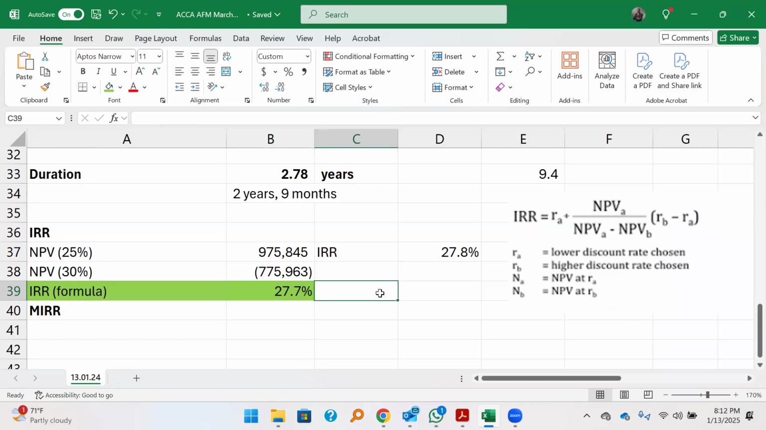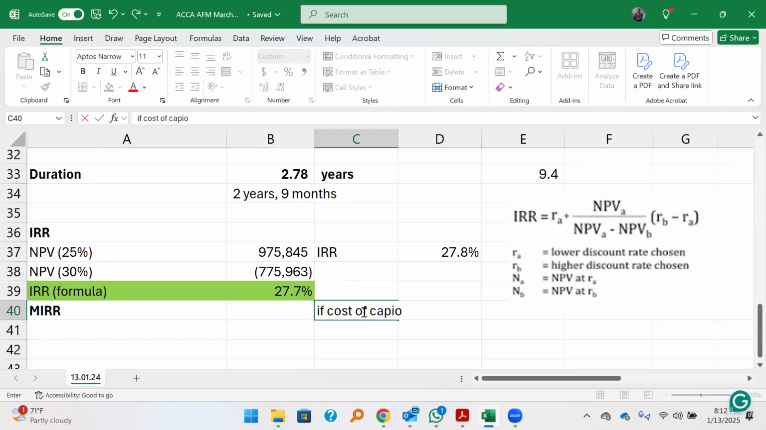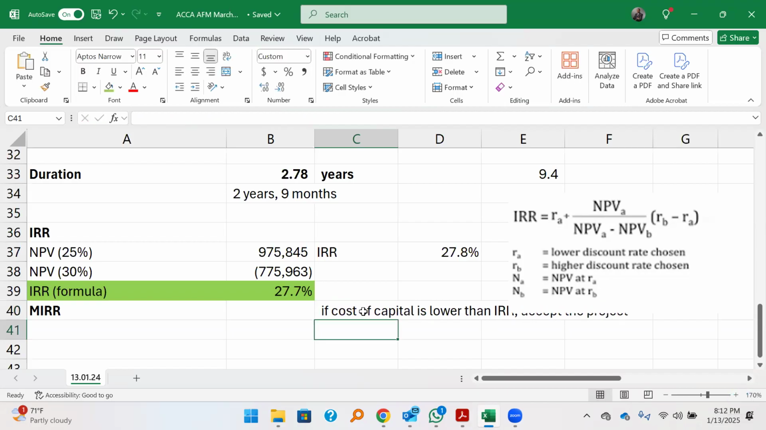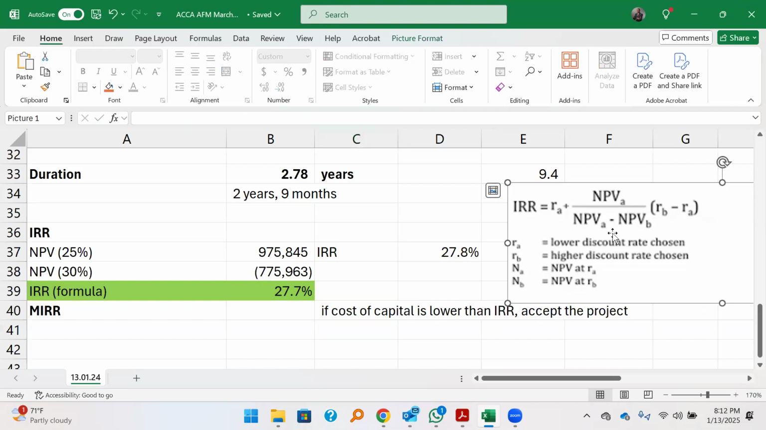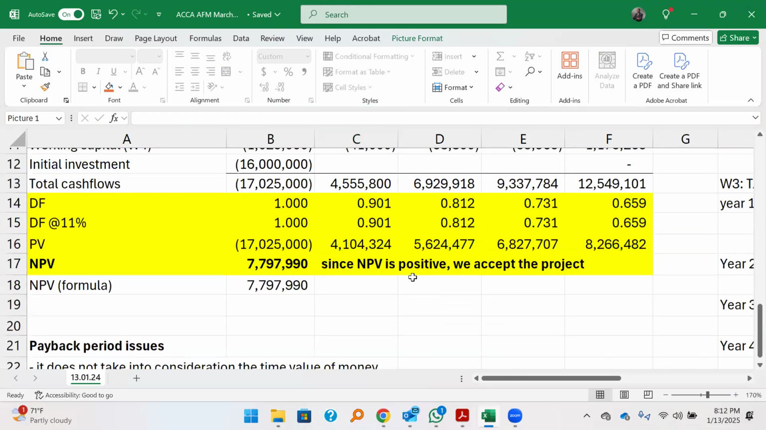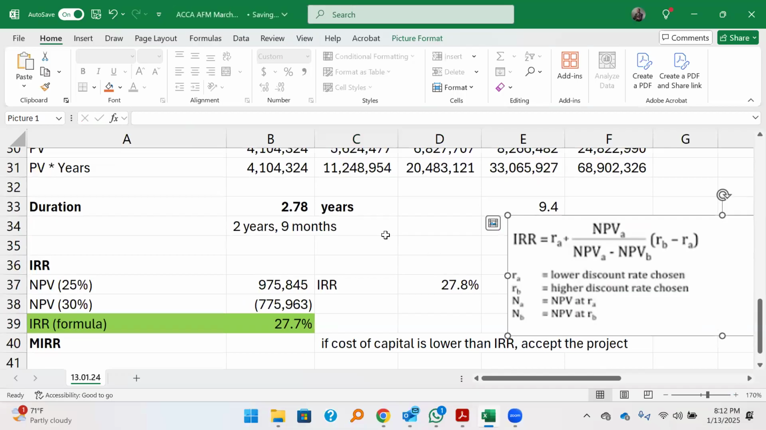And for it, we normally compare it with the cost of capital. So if the cost of capital is lower than internal rate of return, then accept the project. Okay, and ideally, since the project is already acceptable by NPV, if you get that this one doesn't accept it, then there's something wrong with IRR. And that is not uncommon.